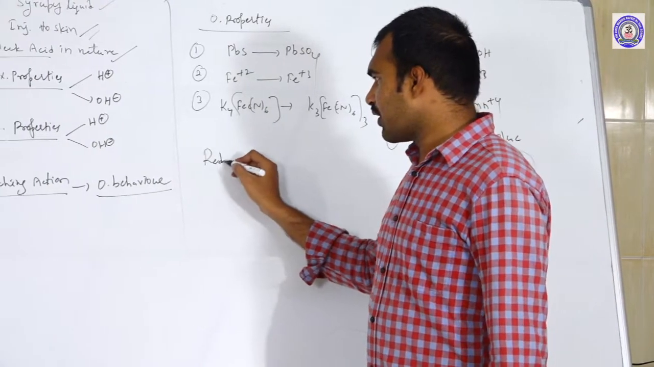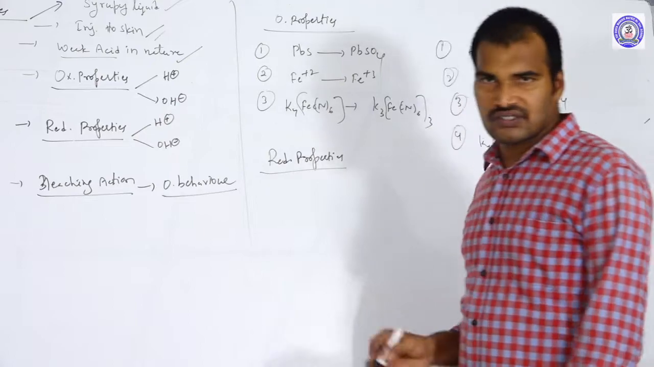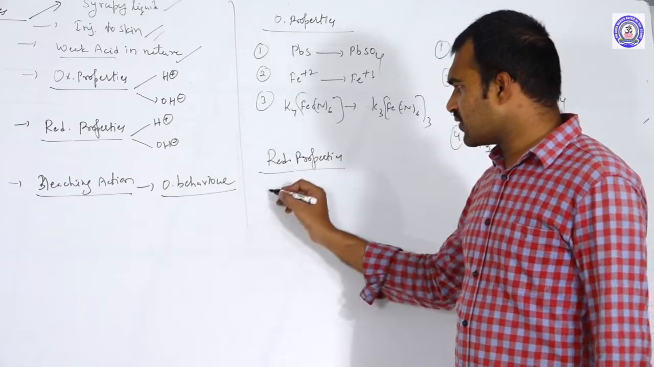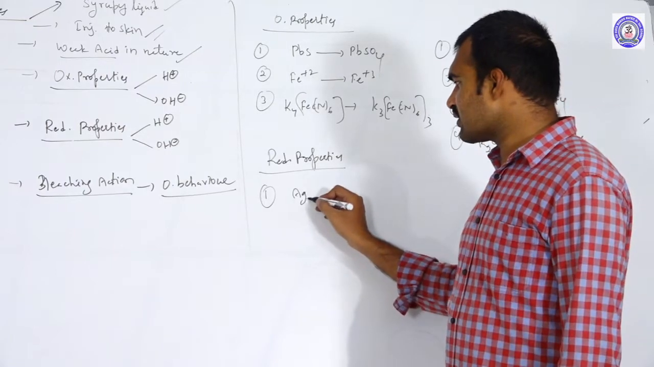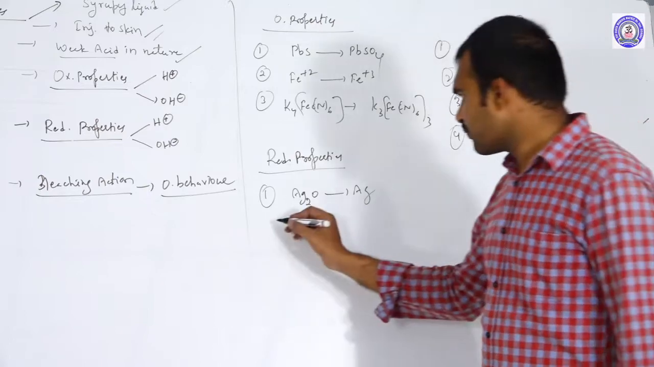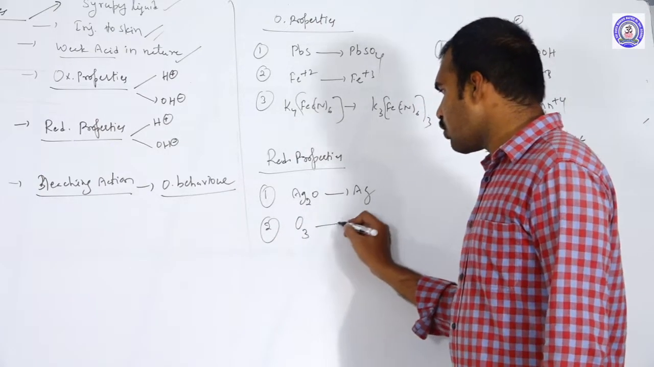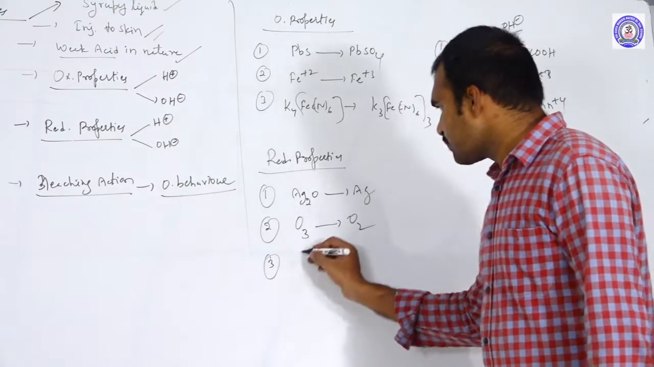Next, coming to reducing properties. In reducing properties, first one, it reduces silver oxide into silver, and it reduces ozone into oxygen. Okay, and it reduces what?